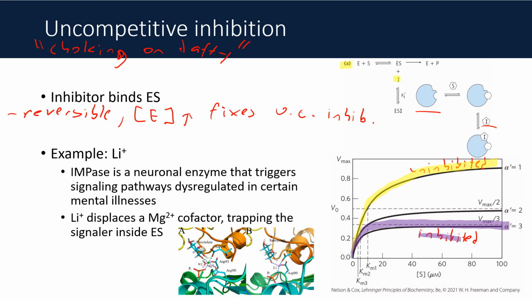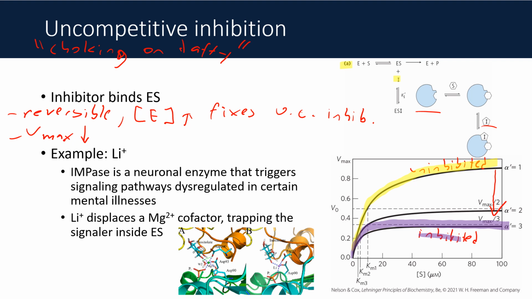I think very obviously our Vmax is dropping. Vmax goes down just like in the case with non-competitive inhibition. However, that's not the only thing that's changing.